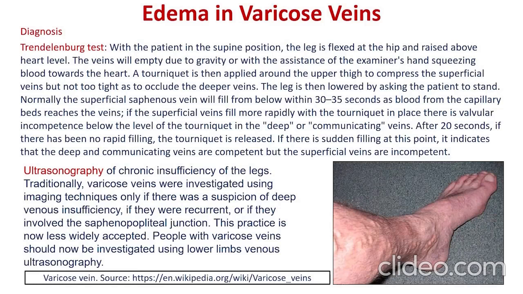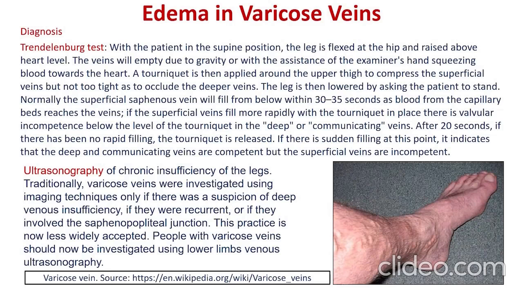We have some methods for physical examination and we also have instrumental methods. Physical examination is a test called the Trendelenburg test. With the patient in the supine position, the leg is flexed at the hip and raised above heart level. The veins will be empty due to gravity or with the assistance of the examiner's hands squeezing blood towards the heart.